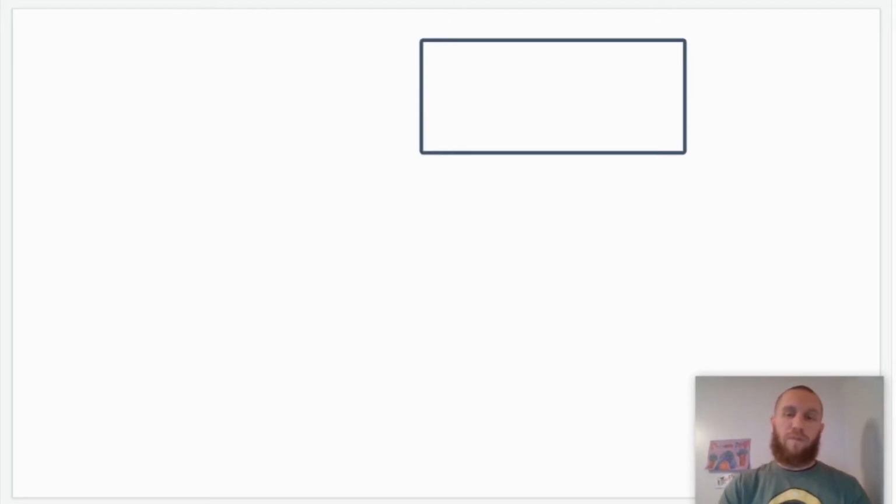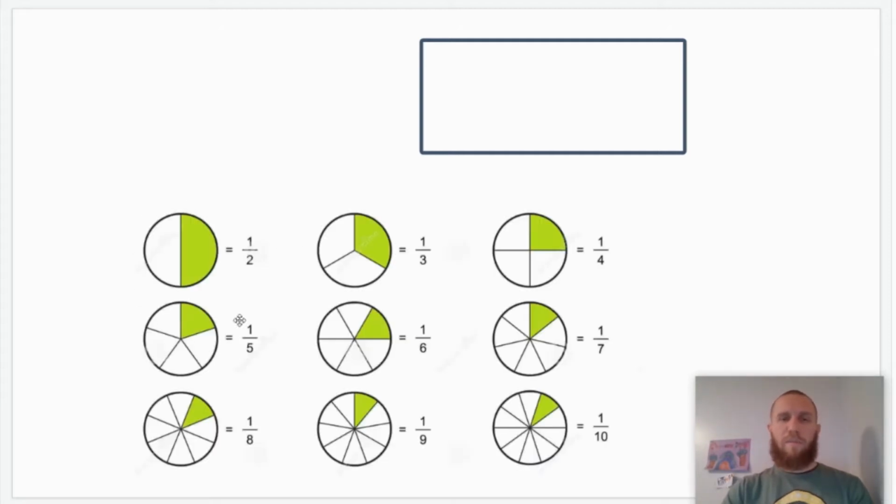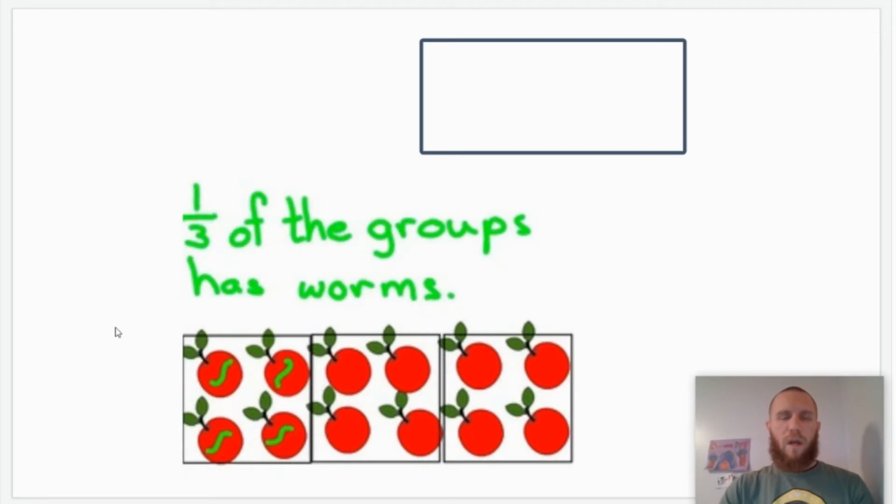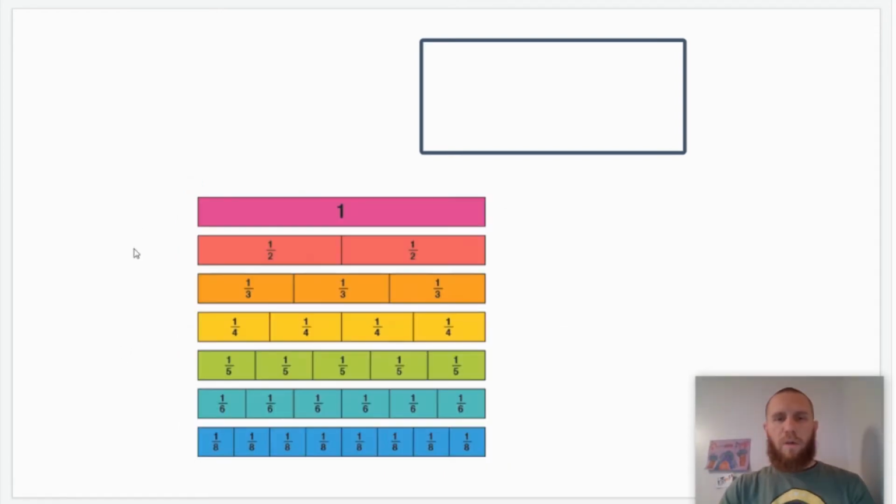Now, a quick little bit of review first. There are many different ways of representing fractions. Some people use pie charts or pie graphs to represent fractions. Other people use squares like these, where you can see hundredths and tenths. Other people like to use groups and parts of groups. But what I like to use is fraction strips, also known as fraction bars.